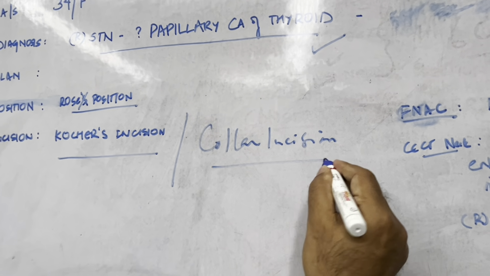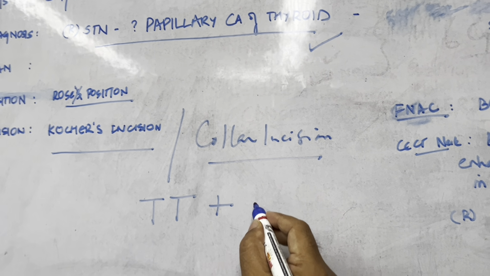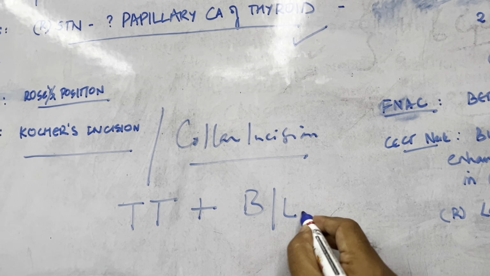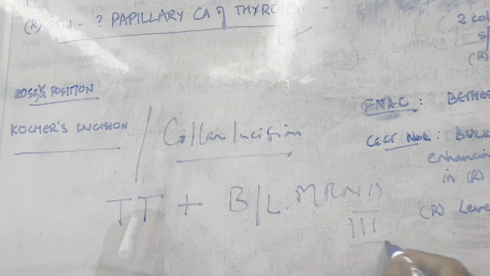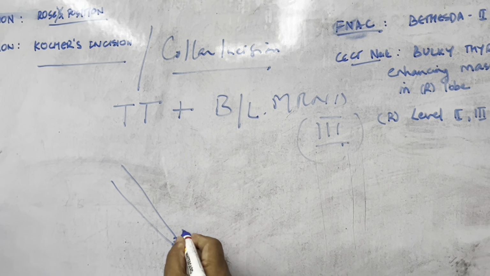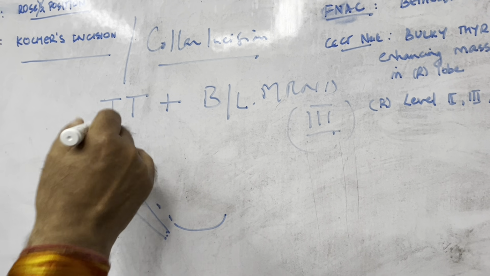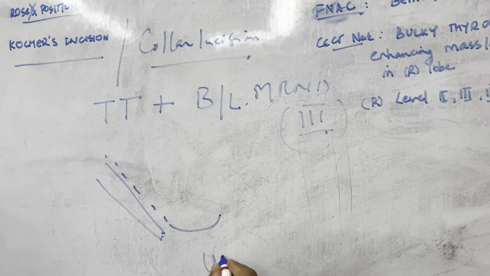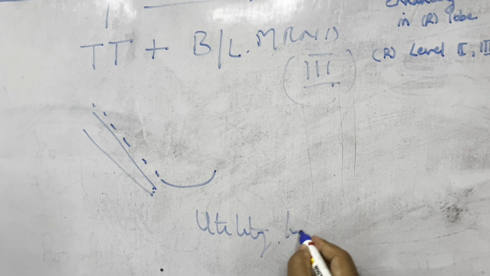And what are we planning? Total thyroidectomy with bilateral MRND type. The plan would be a collar incision, and this should be extended to the mastoid process to become what is called a utility incision.